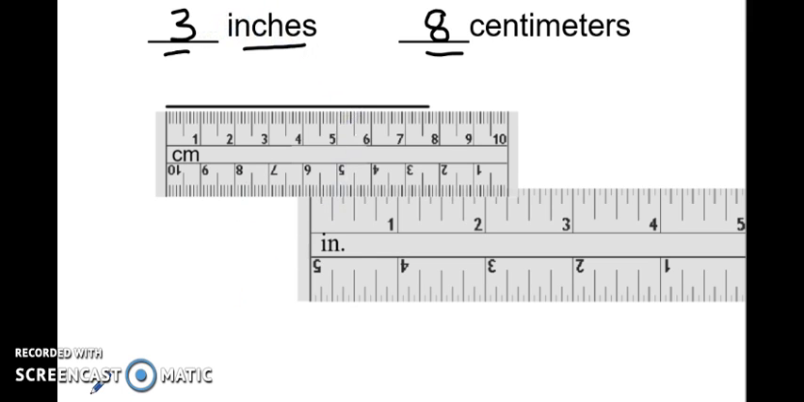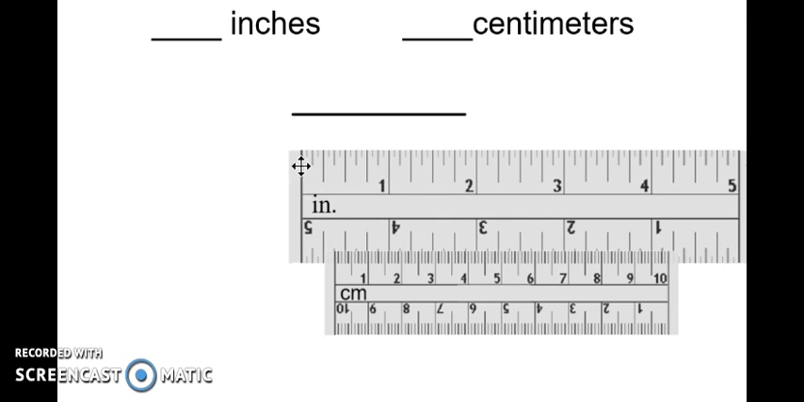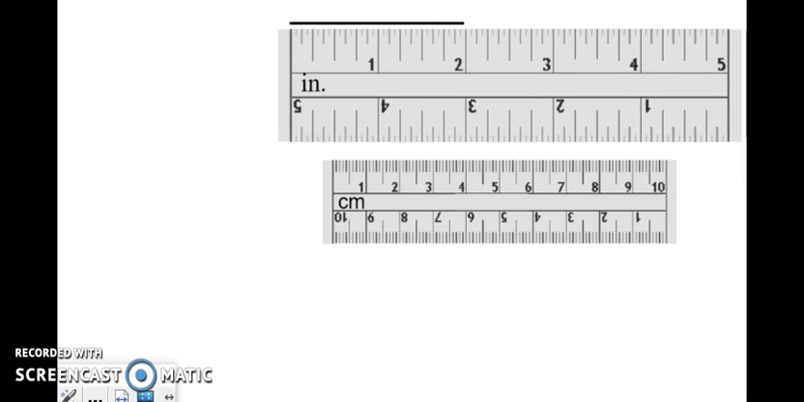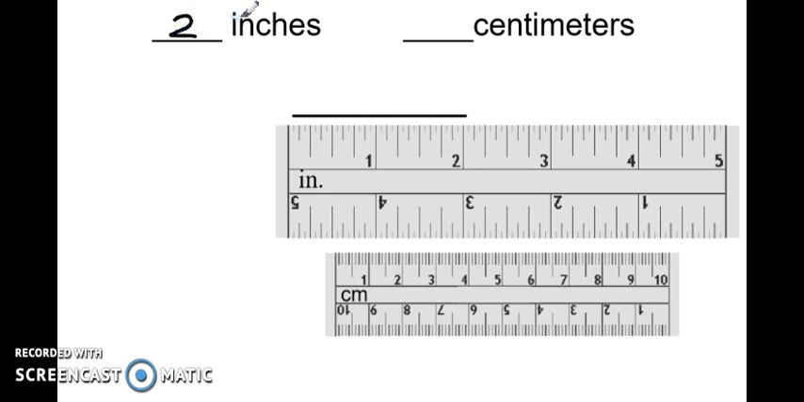Let's take a look at this again. So again, I have a new line. First, I'm going to measure in inches. So I take my inch ruler, carefully lining it up to where the 0 is. And I'm going to see what number it's closest to. Here, it happens to be right at the 2, which means my line is 2 inches long. So I'm going to write a 2 under inches.